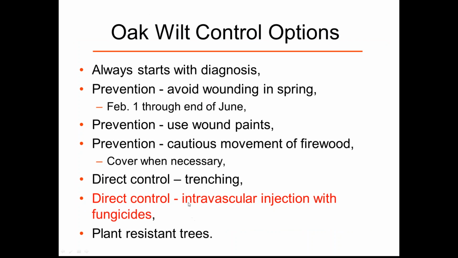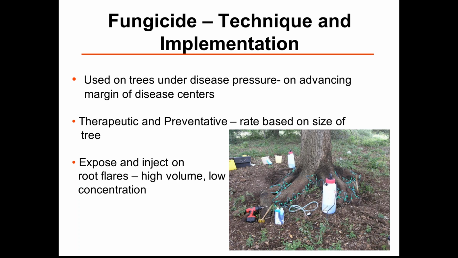And that brings us to direct control, intravascular injection with fungicides. This is a commonly used practice here in Texas. It is used on trees under disease pressure on the advancing margin of the disease center. So it's primarily used on live oaks. However, we do have a lot of arborists that use it on red oaks as well. You can treat therapeutically and preventatively. We have a lot of numbers on your expectations of what will happen with these kinds of injections.